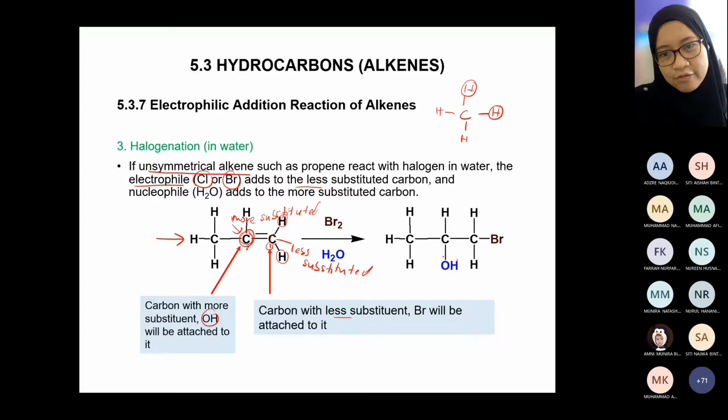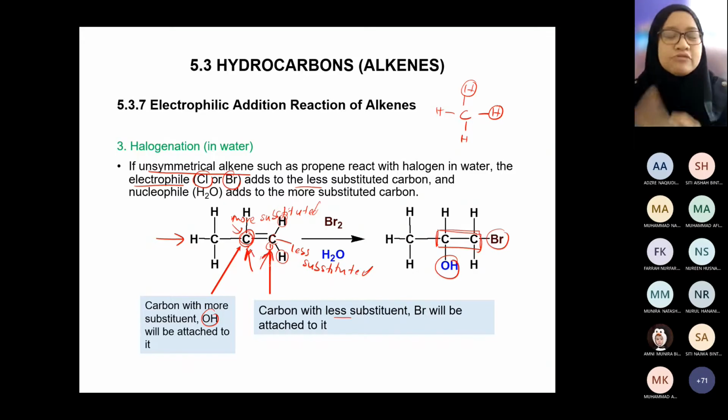So dia become macam ni lah. OH and then Br. They mesti involve between these two carbons saja. The rest will remain the same. Okay, so that is what we call preference dekat situ. Dia ada syarat dia. Sebab dia ada dua probability dekat situ. Br boleh either masuk dekat sini ataupun di sini.